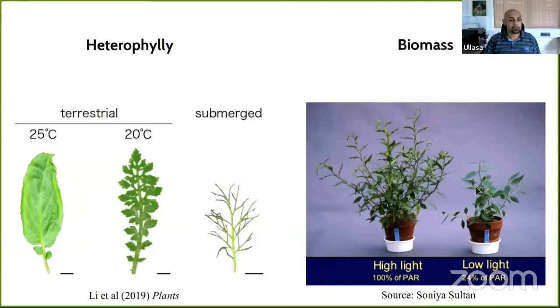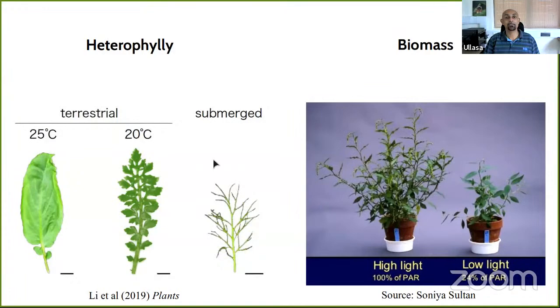Again, in plants, heterophylly is very common. Heterophylly is where there's variation in leaf shape, leaf morphology. For example, in this plant, when grown under a particular set of temperatures, the leaf looks like this. At other temperatures, they look like this. And this also is able to survive underwater. When it's submerged, the leaves look very different. Again, in this case, it's not clear whether the phenotypic plasticity is adaptive.